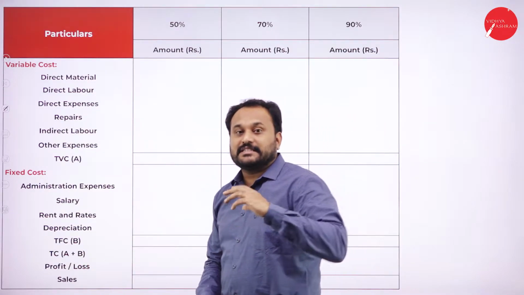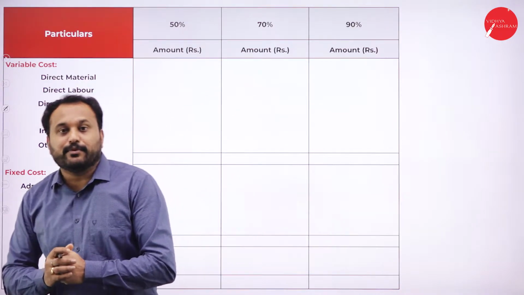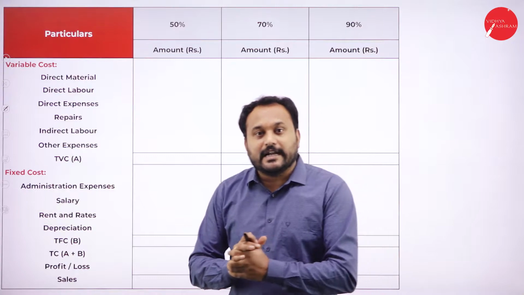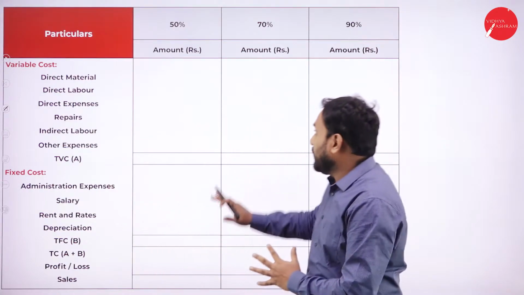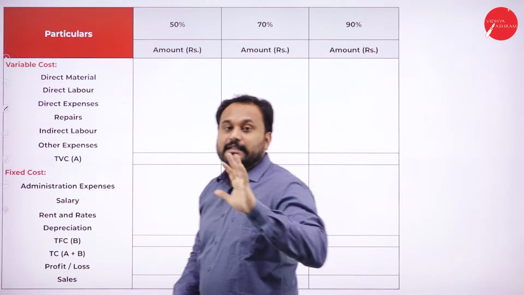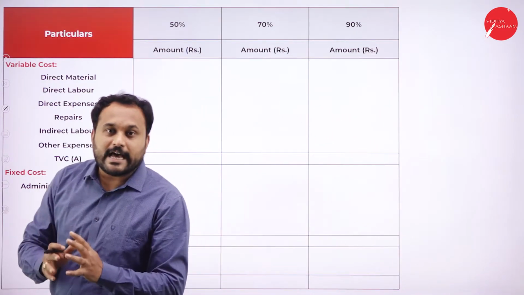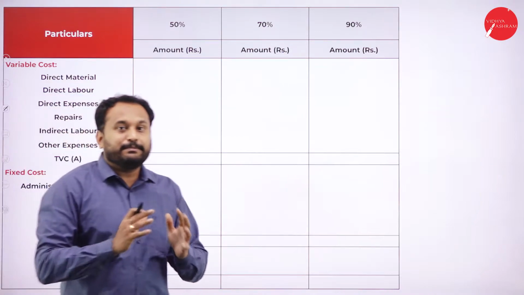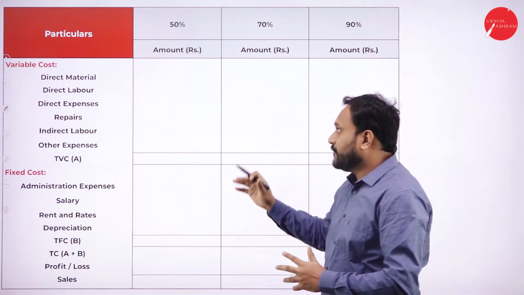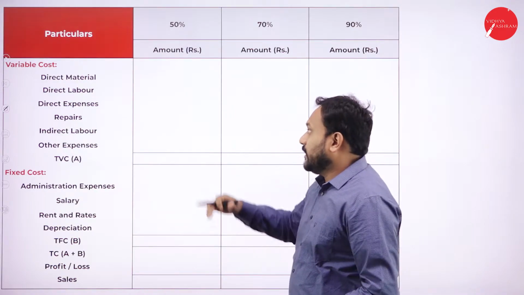Because they have given us sales, we are supposed to find profit and loss. That is what the question is asking us. See here, nowhere have I given you a per unit column. The reason is, in the entire problem we don't have a per unit column. So let's start with our first thing. We'll write down all the entries here.